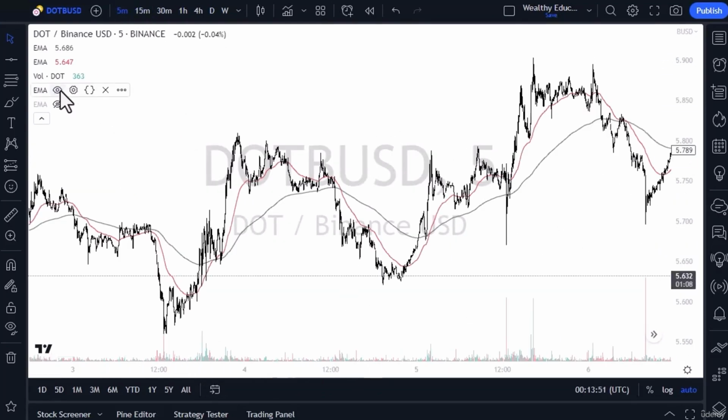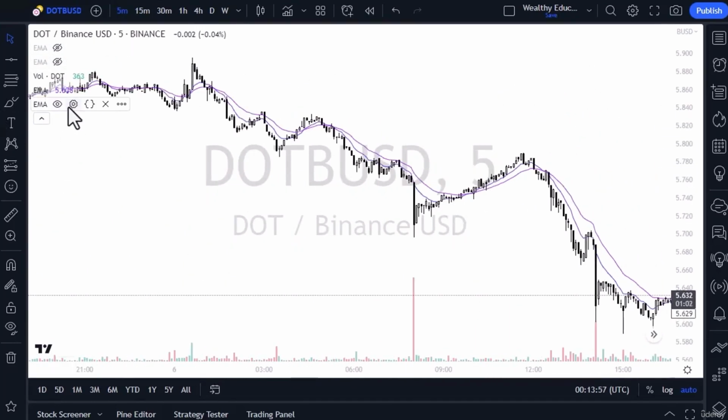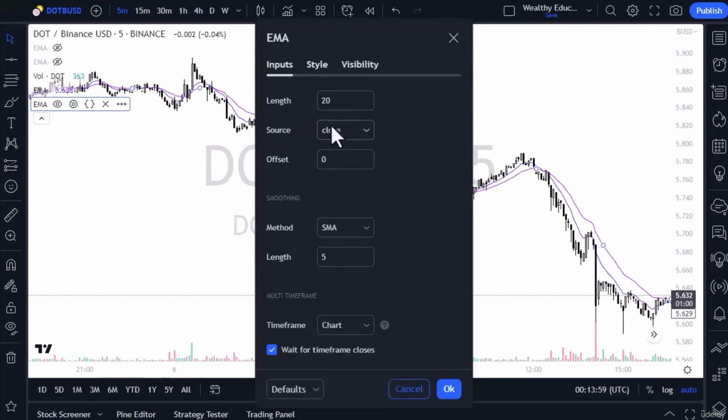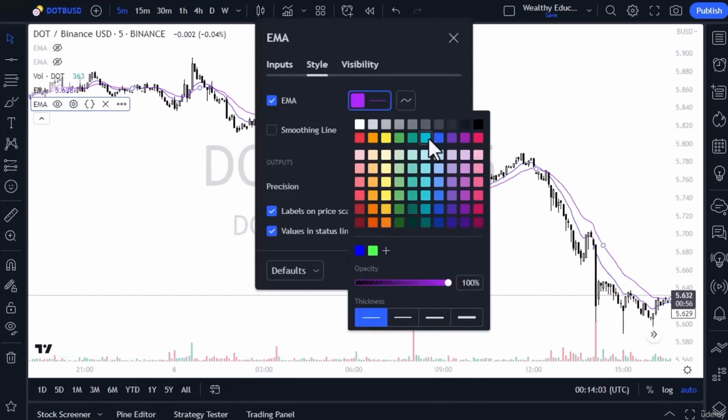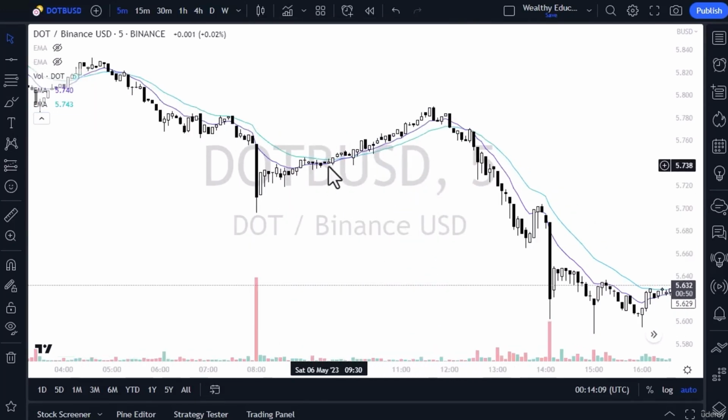So let's get rid of the 200 and the 50. And now let me change this a little bit. Let's make the 20 a little easier to see, like this aqua color. Okay, so you can see that when the 9 crosses above it, it's a buy signal. When it crosses below it, it's a sell signal.